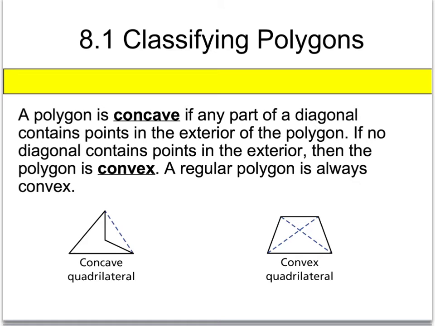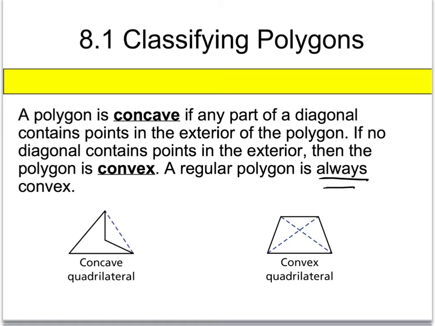A regular polygon is, and notice this word, always, always, always convex. A regular polygon is always convex. So once you see a regular polygon, going back to your vocab from the slide before, a regular polygon being both equilateral and equiangular, those polygons are always convex.